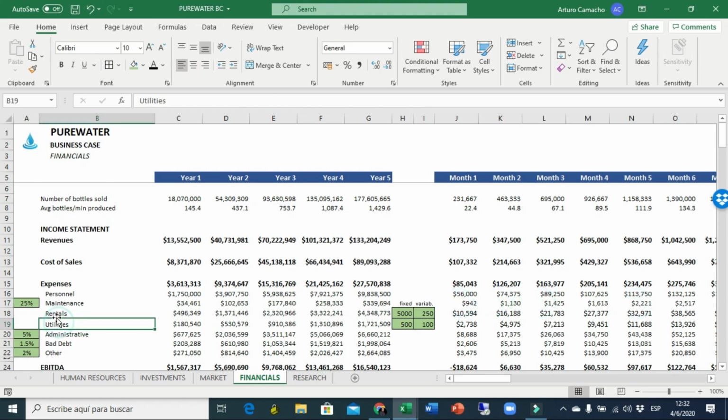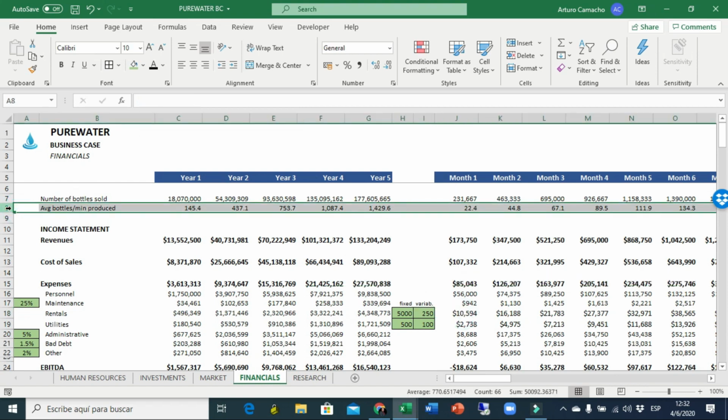And rentals. Okay, rentals and utilities, I did a different trick. I had this fixed and variable that we need to use in the formula, and it's as simple as take the fixed value and then add whatever the variable factor times the growing thing. And this time I used the average bottles per minute being produced.